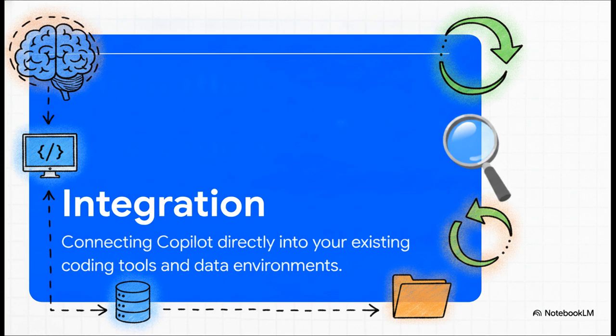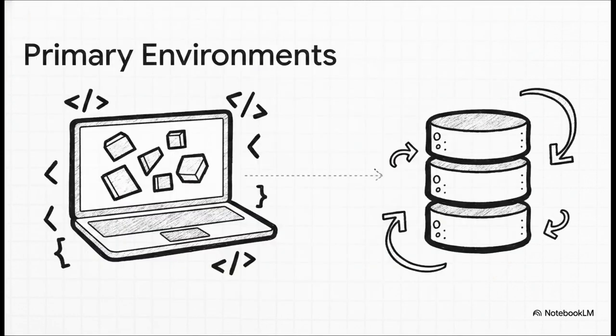It's basically about taking this incredibly powerful AI brain and plugging it straight into the spaces where you already do your work. It's not here to replace your tools, it's here to completely supercharge them. Based on the materials we're looking at, there are two primary environments we absolutely must conquer today. The first one is your IDE, your primary workspace. And the second is your database, which acts as your data layer. Mastering how to weave Copilot into these two specific pillars, that is the absolute key to unlocking its full potential when you're just starting out.